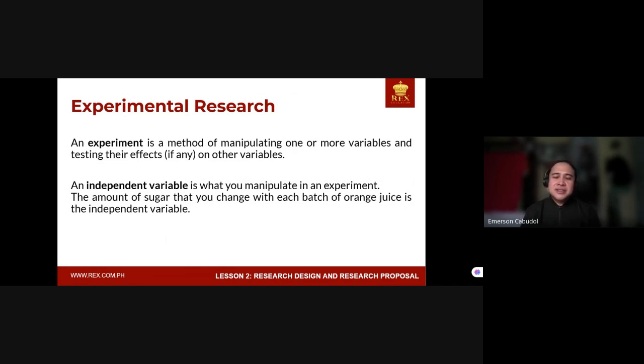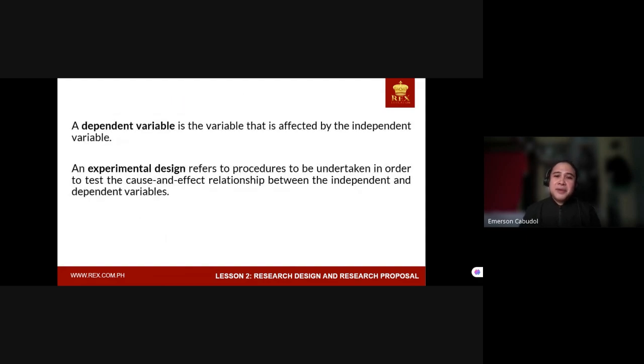Example: in a study of the effect of exercise on weight loss, the amount of exercise, for example, 30 minutes per day or 60 minutes per day, or no exercise at all, is the independent variable. Dependent variable is the variable that is measured to see if it is affected by the changes in the independent variable. Example, in the exercise and weight loss study, the amount of weight lost would be the dependent variable.